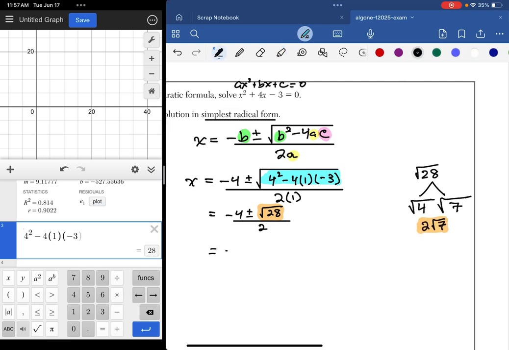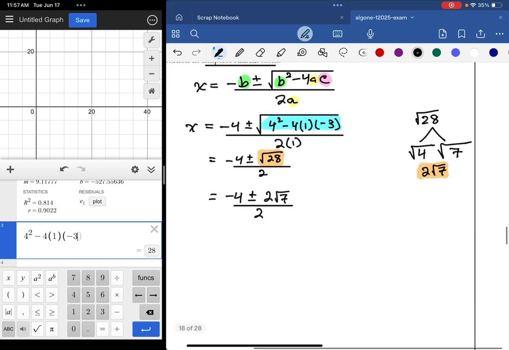So we have negative 4 plus or minus 2 radical 7 over 2. And that brings us back to that bunny ears thing I was talking about earlier, because this could be simplified. So one way to do it, if you have a sum or difference in the top of a fraction and just a single term in the bottom, you can break it up, write it as two separate fractions.